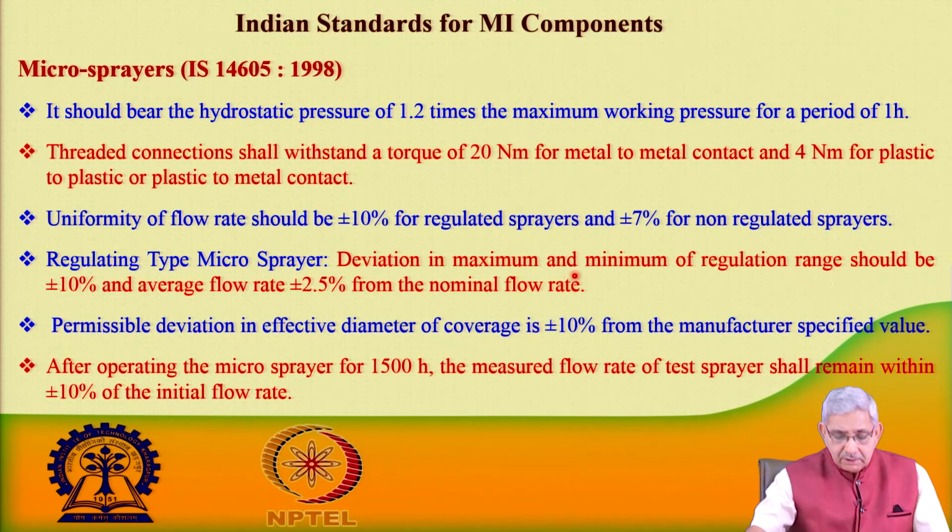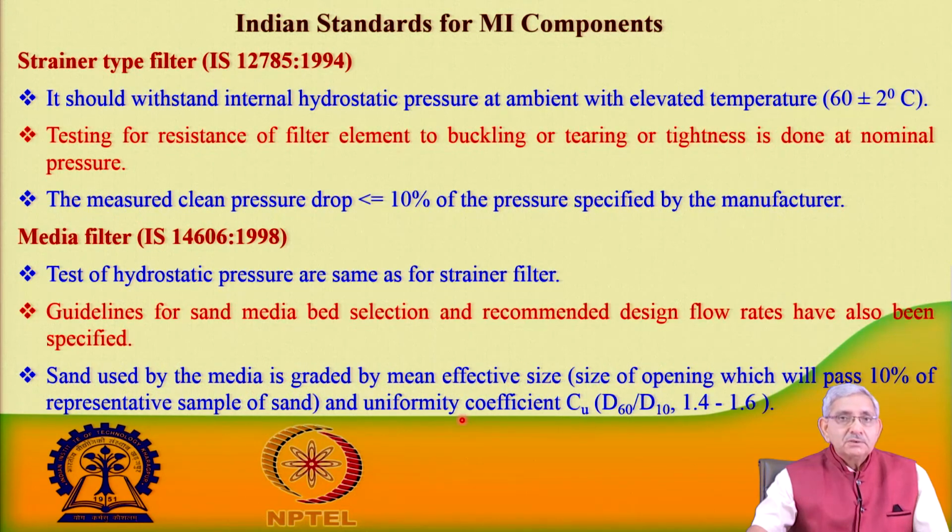Then the diameter of coverage, that is the water sprayed diameter, should be within plus minus 10% of the manufacturer's value. After operating the micro sprayer for 1500 hours, measure the flow rate, and then we should find out how much variation takes place.